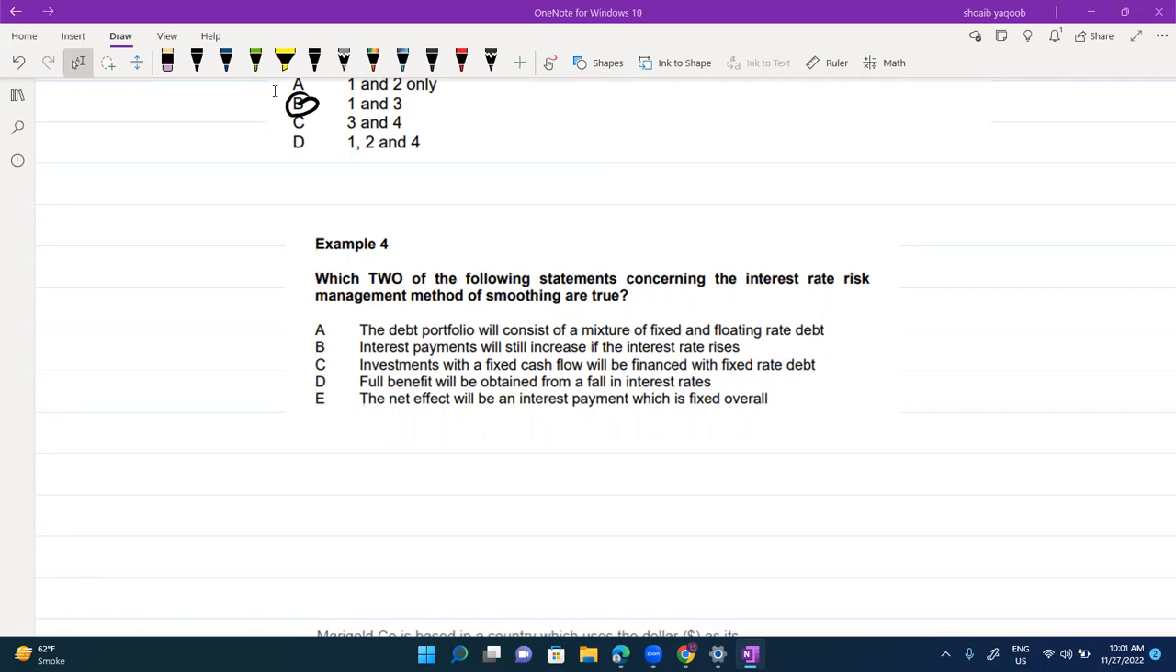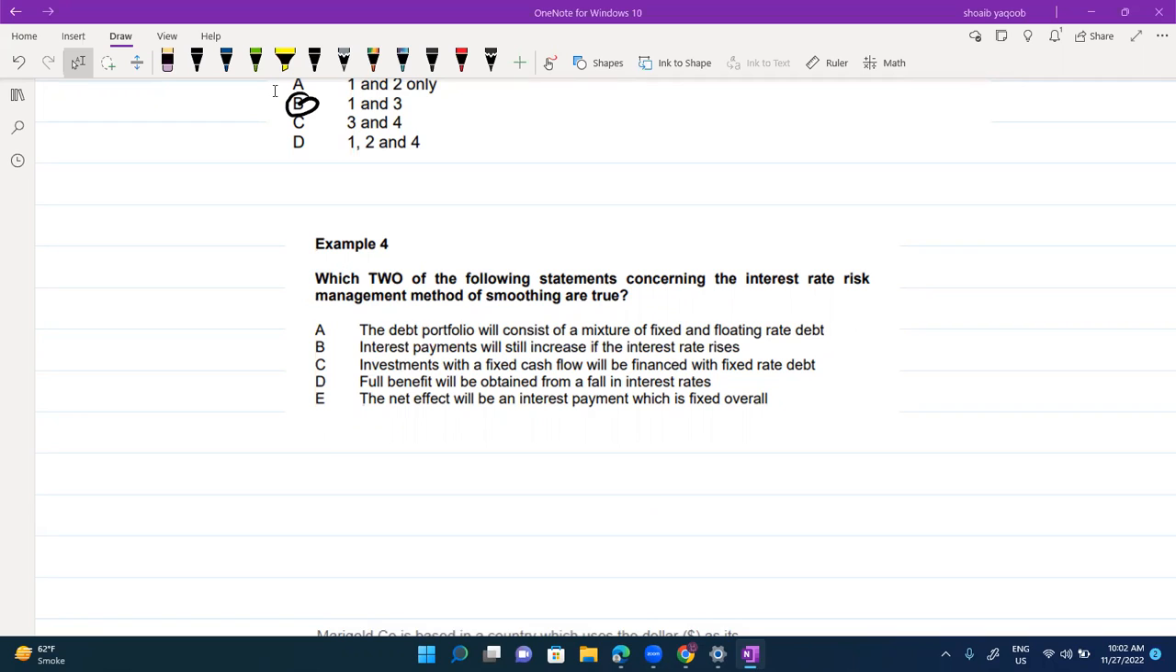एक होता है matching. Matching is if your liabilities are in floating interest rate, you should hold your assets in floating interest rates. Only the bank can do that because bank has interest bearing assets. अदरवाइज जो बाकी कंपनीज हैं उनके एसेट्स तो होते हैं प्रॉपर्टी प्लांट इक्विपमेंट, वो तो उनका इंटरेस्ट से ताल्लुक ही नहीं होता. मैचिंग होता है जब आप एसेट्स और लायबिलिटीज को आपस में मैच कर सकते, तो बैंक कर सकता है. स्मूथिंग होता है हाफ ऑफ द डेट इन फ्लोटिंग एंड हाफ ऑफ द डेट इन फिक्स. So which two of the following statements concerning the interest rate risk management method of smoothing are true?